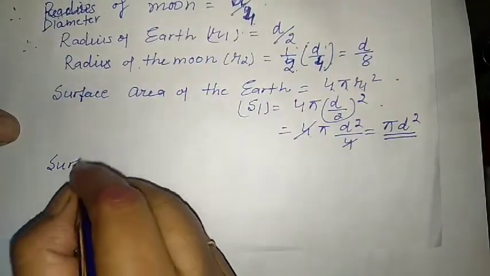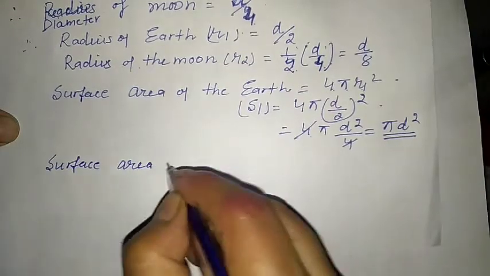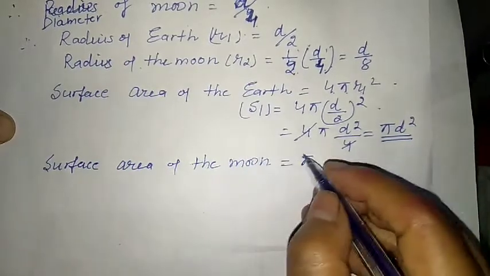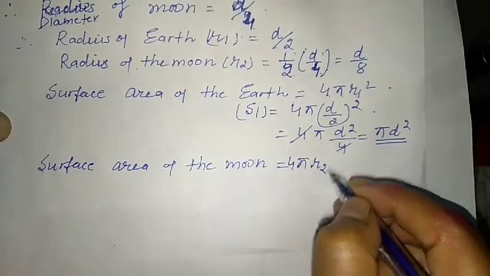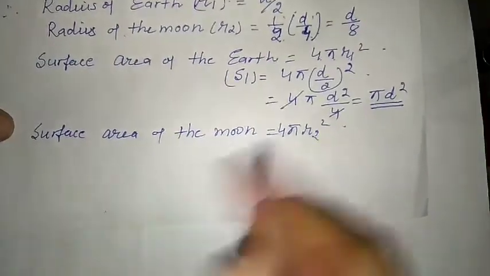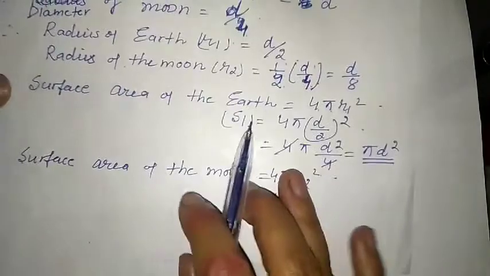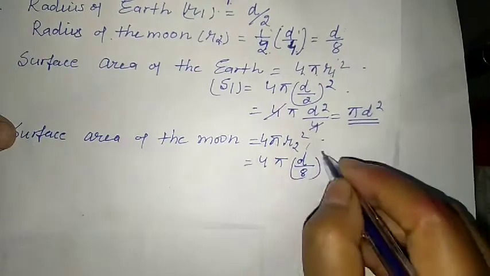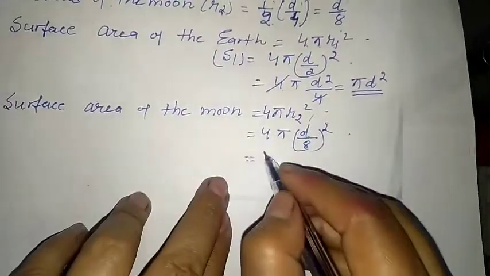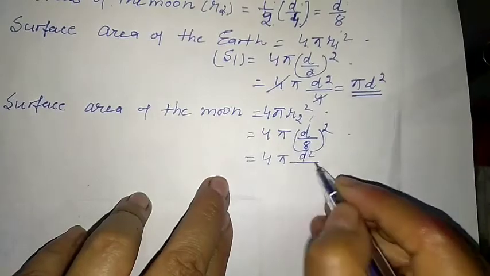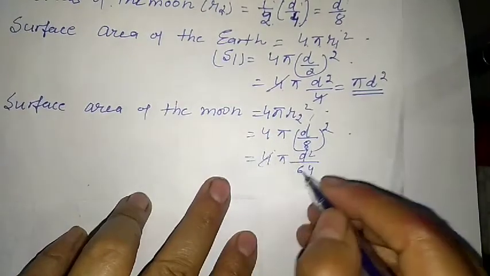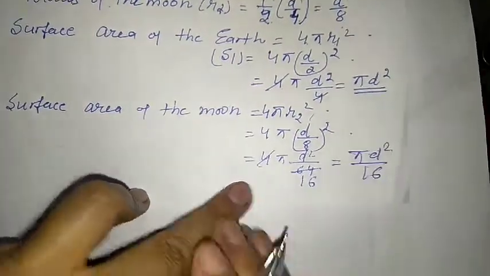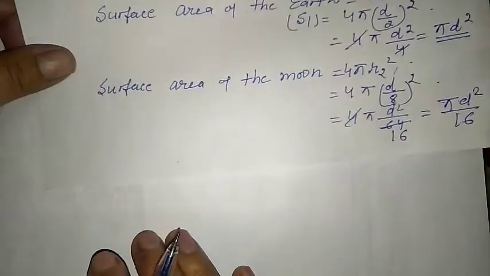Now we'll find surface area of the moon, that is 4 pi r2 square. This we will take. So 4 pi r2, we are having r2 here, d by 8. So this will be d by 8 whole square, and we'll get here 4 pi d square upon 64. If we solve it, we'll get here 16, so pi d square upon 16. This we have got. Now we will find the ratio.